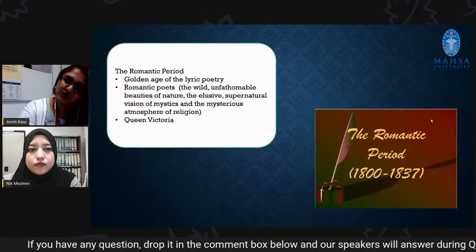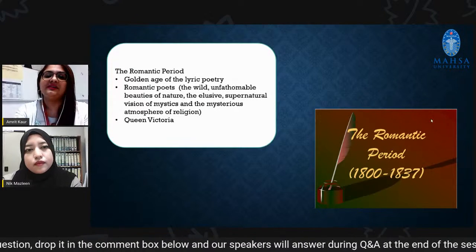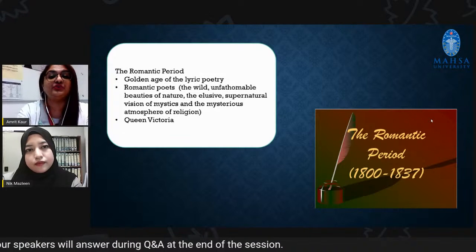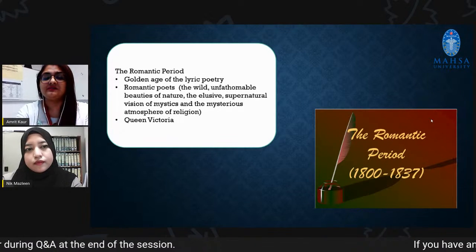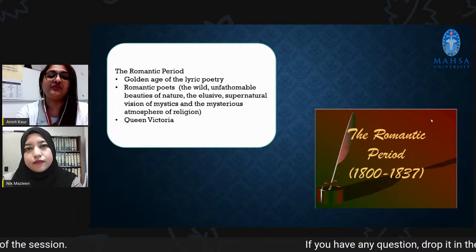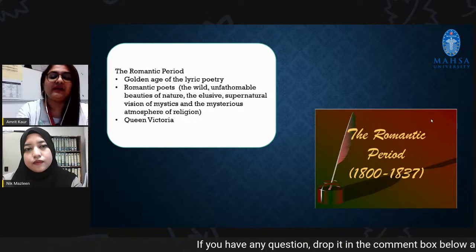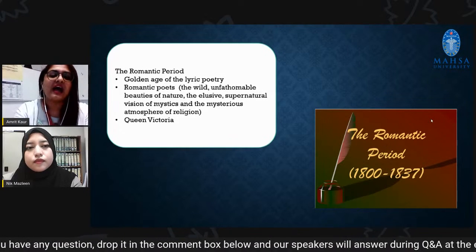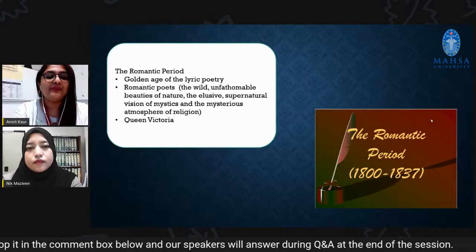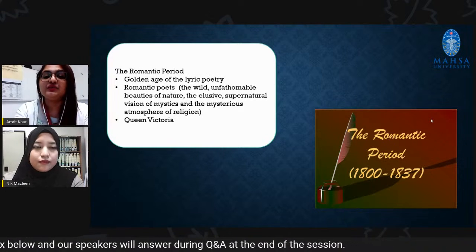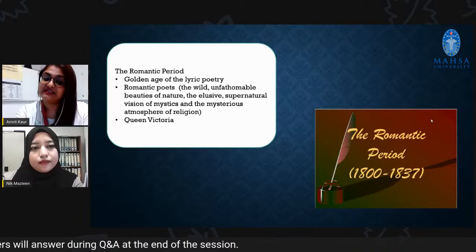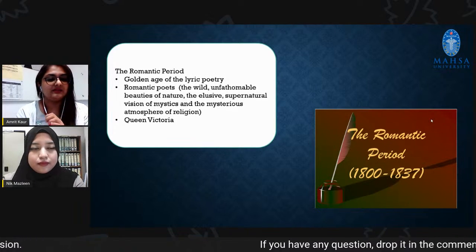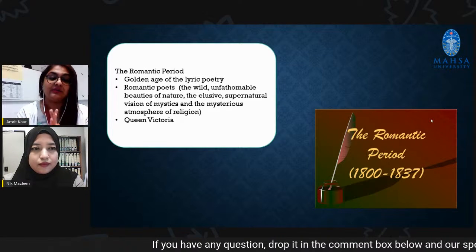Moving on to the sixth one, the Romantic period. The golden age of the lyric poetry belongs to the youth. So this was what it signified: a literature of vigor and courage, love and wisdom, despair and hope. Romantic poets pointed to the wild, unfathomable beauties of nature, the elusive, supernatural vision of mystics and mysterious atmosphere of religion. And then they had such celestial light about the Middle Ages.